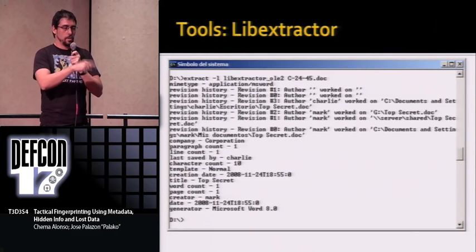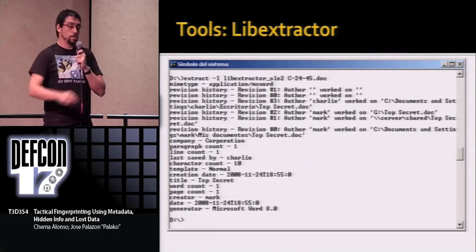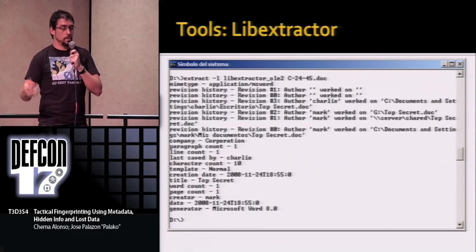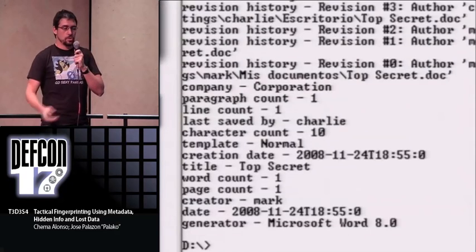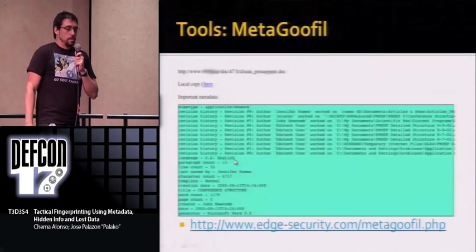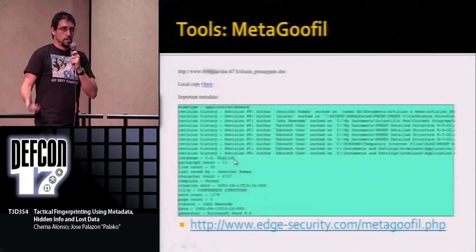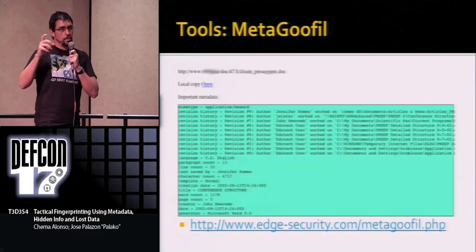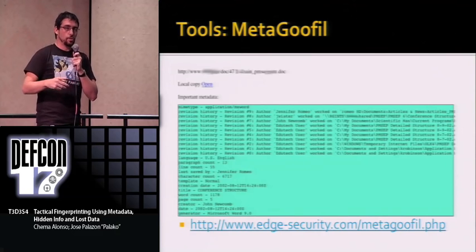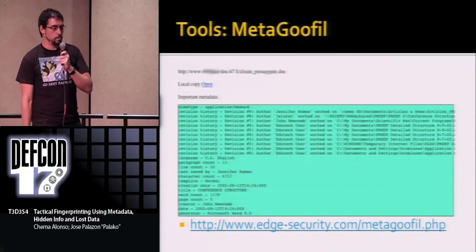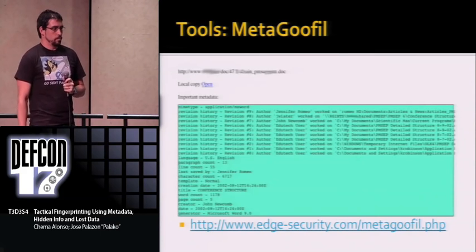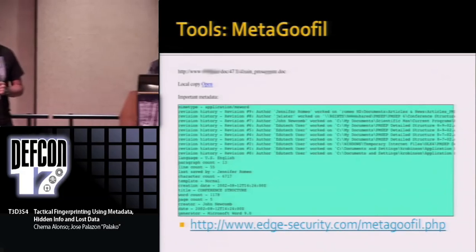This is a screenshot of LibStructor. It's taking a doc document, and you can see the history of the document there, some users, the stuff. You can use MetaGoFil too, which is a tool that is actually going to take the domain, go into Google, get all the information, download it, use LibStructor, and then present you with that information. This tool was created by another Spanish guy, so it's great.